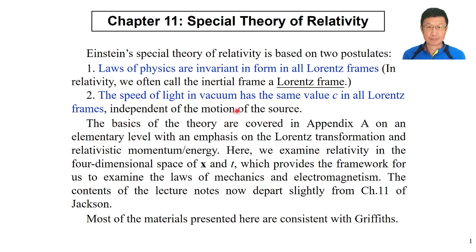Actually, the speed of light in vacuum has the same value c in all Lorentz frames, and this gives us the Lorentz transformation. Today we will use the Lorentz transformation to show you why laws of physics are invariant in form in all inertial frames or Lorentz frames.